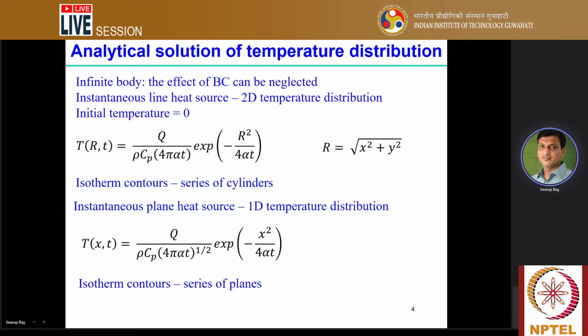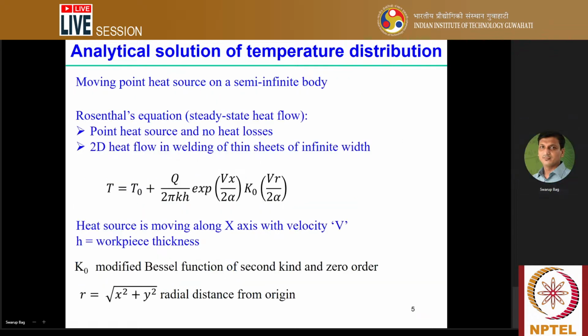But in all these cases, you are getting the temperature distribution as a function of time. It means that it is a transient temperature distribution, so the temperature varies with respect to time. It is analogous to the spot welding process, where you are not considering the effect of the weld velocity. But if you consider the effect of the weld velocity, then the nature of the solution can be different. For example, the analytical solution of the temperature distribution in the case of a moving point heat source.